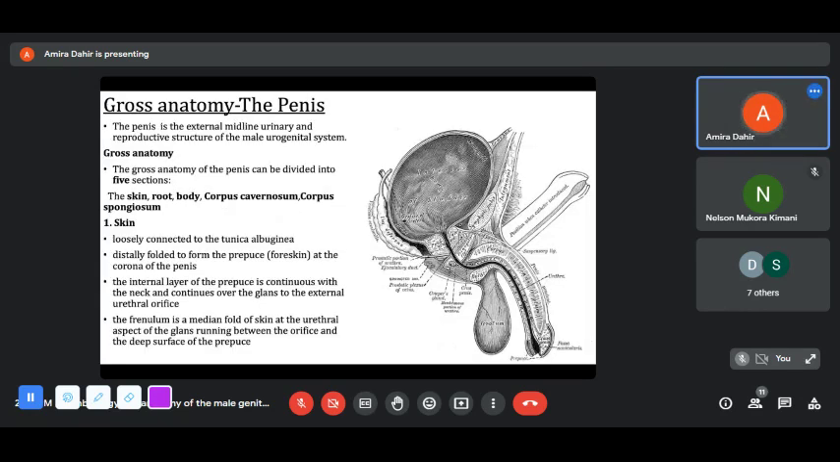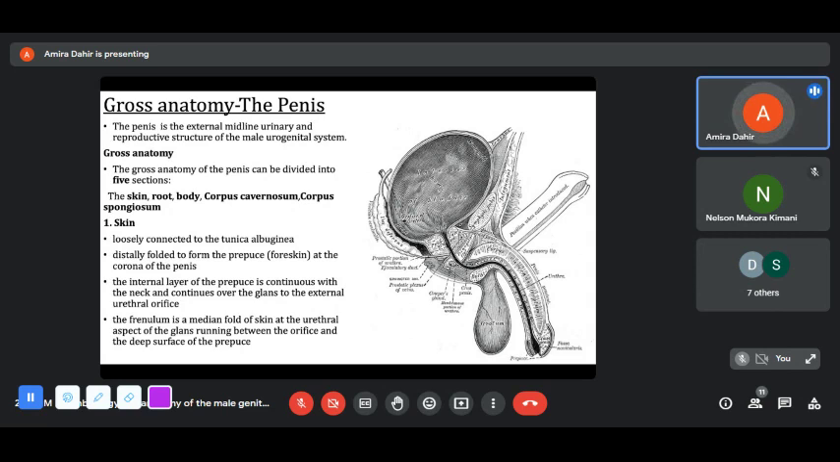So we can proceed to the penis. The penis is the external midline urinary and reproductive structure of the male urogenital system. On gross anatomy, the penis can be divided into 5 sections. Mainly we have the skin, the root, the body, the corpus cavernosum, and the corpus spongiosum.